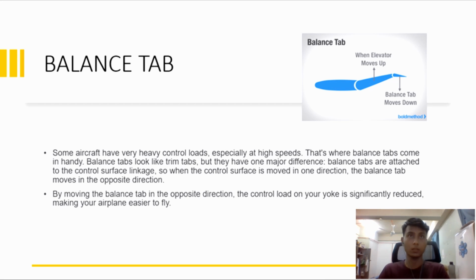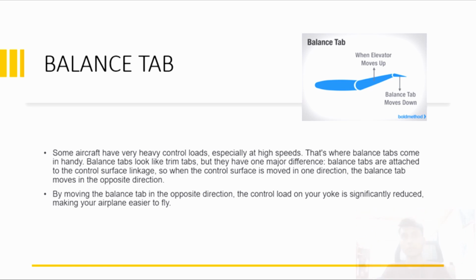Some aircraft have a very heavy control load, especially at high speeds. That's where balance tabs come in handy. Balance tabs look like trim tabs, but they have one major difference. Balance tabs are attached to the control surface linkage, where the control surface is moved in one direction and the balance tab moves in the opposite direction. By moving the balance tab in the opposite direction, the control load on your yoke is significantly reduced, making your airplane easy to fly.